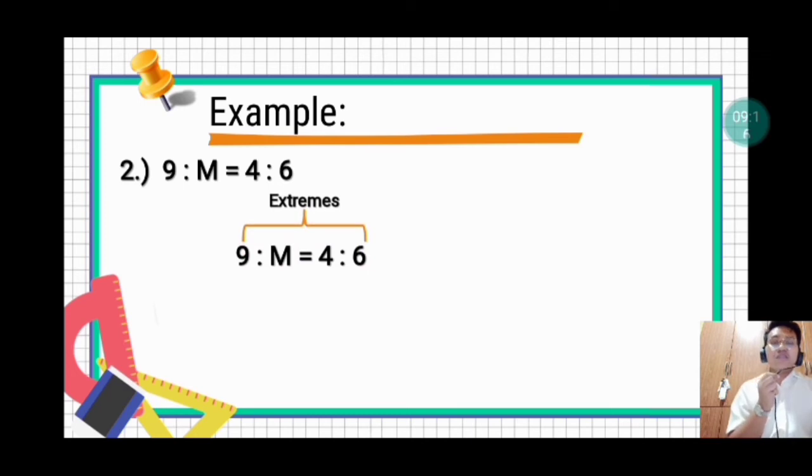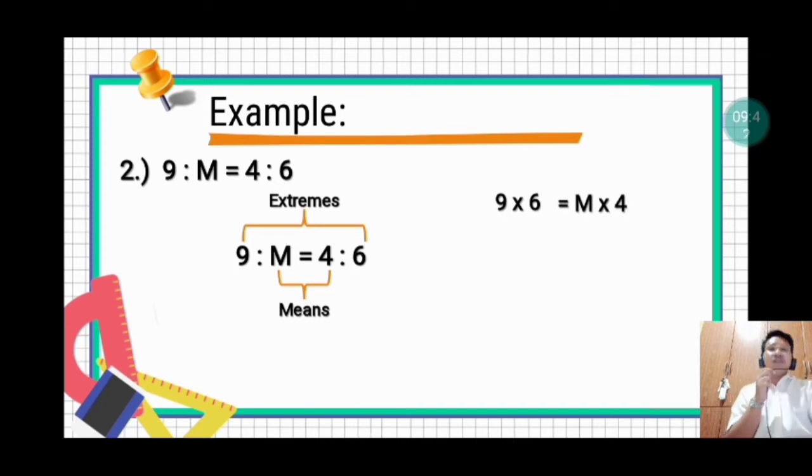Identify the extremes. 9 and 6, of course. So, what about the means? All right, very good. The means are M and 4. And, of course, we need to combine the similar terms. The extremes, 9 times 6, we should multiply those terms. 9 times 6, we should write it down. And the means, M times 4, write it down.